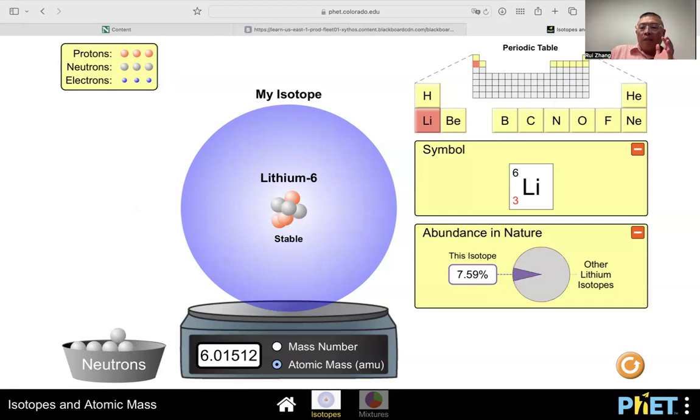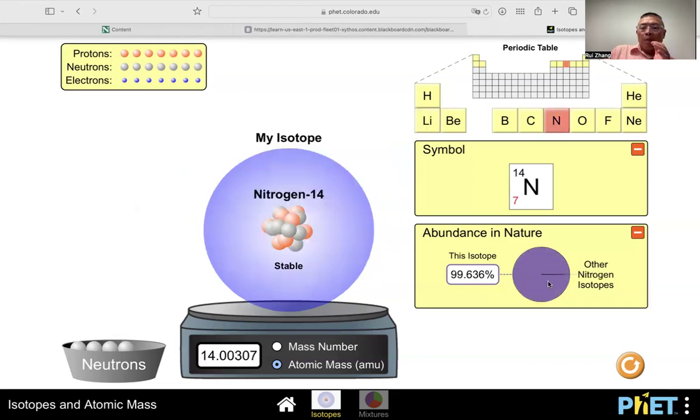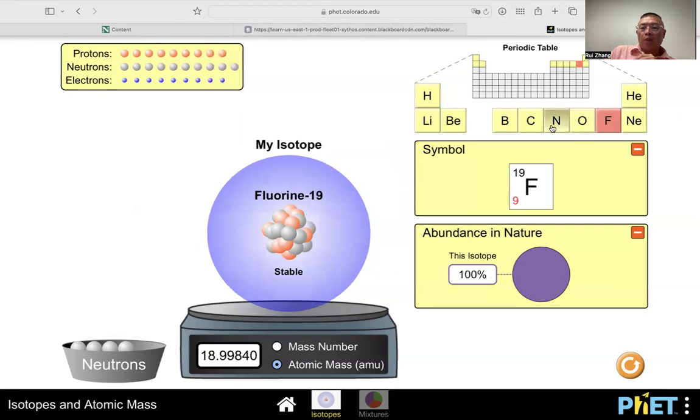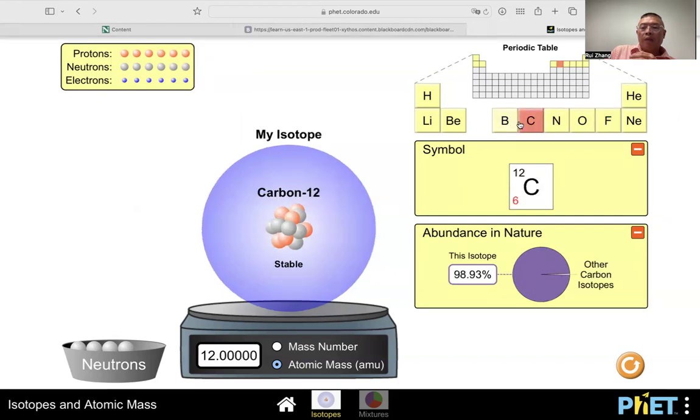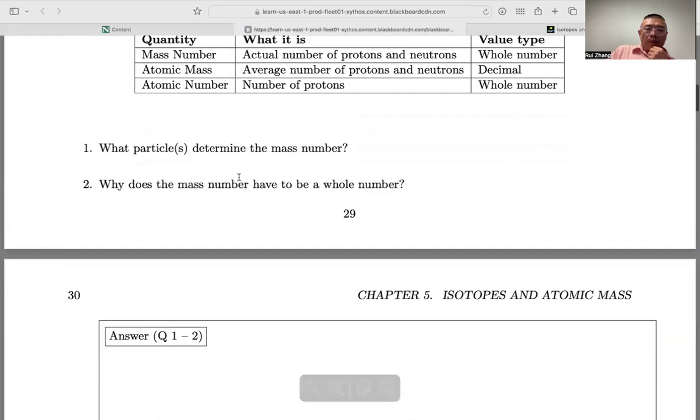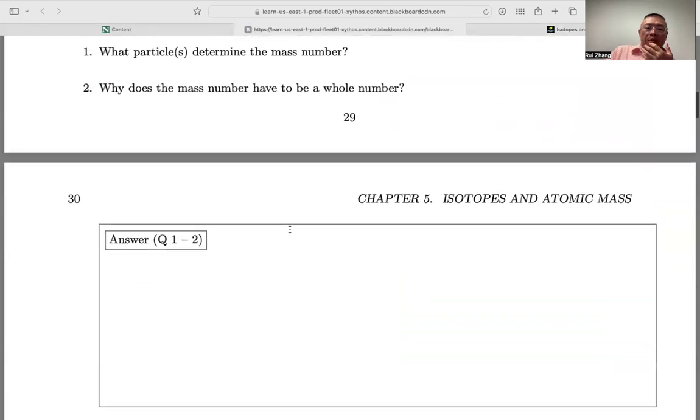I think that's enough for the first part of it. Most of them are very dominated by one isotope. You can very safely say that most of these are just one isotope. And then you just answer these questions, which are basically what we just discussed.